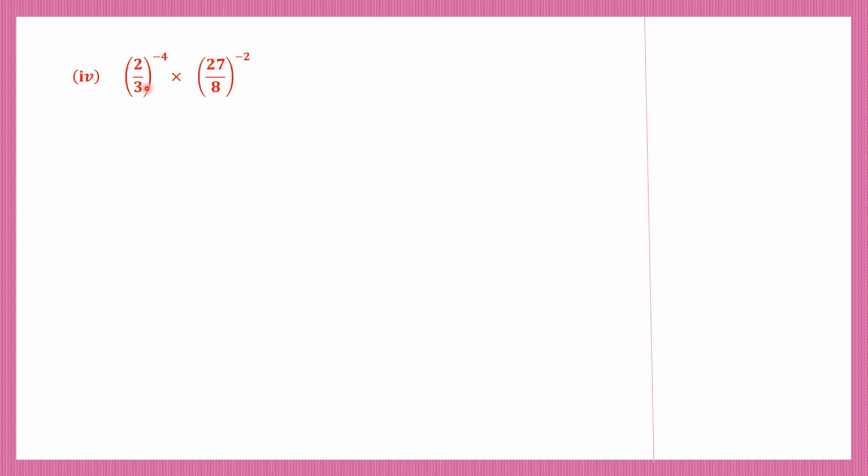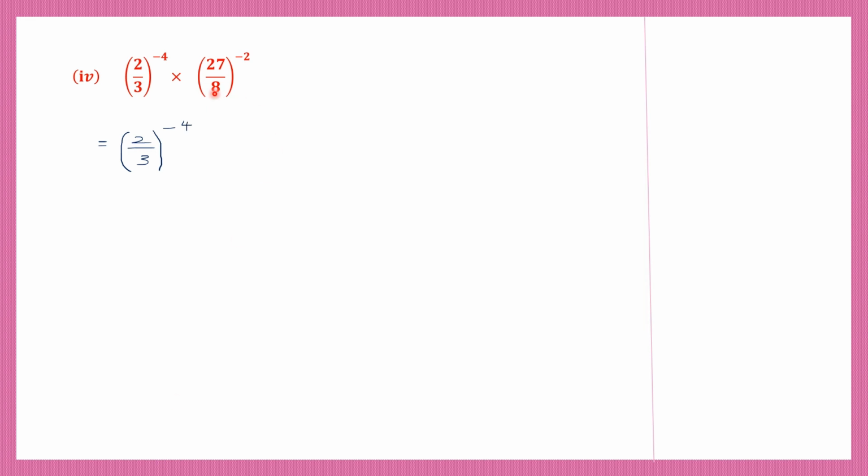Question 4. 2 by 3 the whole raised to a negative power minus 4 and 27 by 8 the whole thing raised to a negative power minus 2. Now here as we can see the bases are different. Here it's 2 by 3 and here it's 27 by 8. Now let's leave this as it is. Let's write that. So this becomes 2 by 3. We'll leave this as it is here, raised to the power of minus 4.